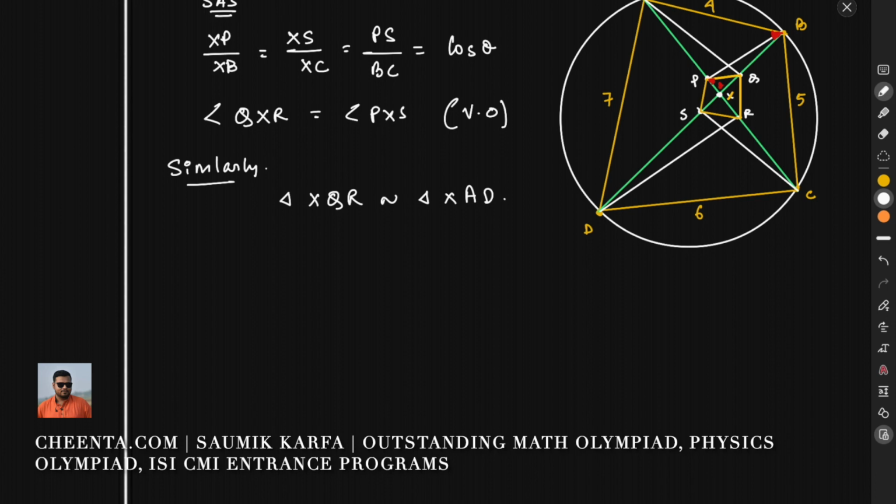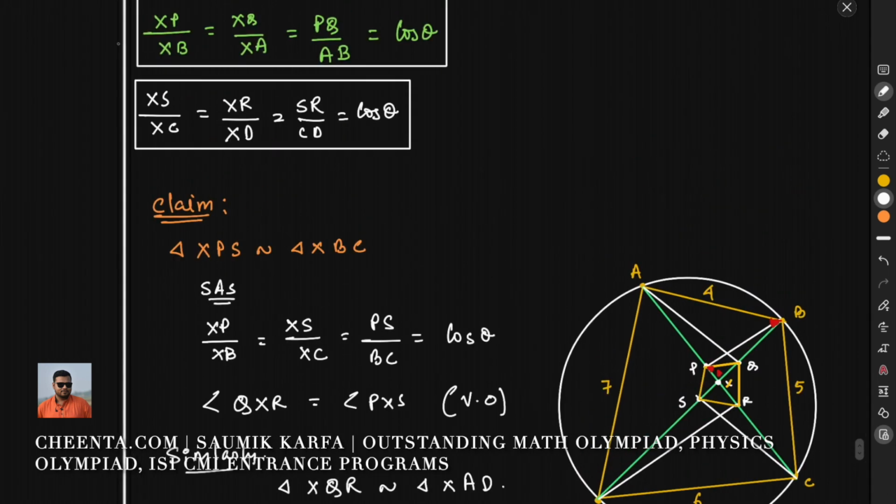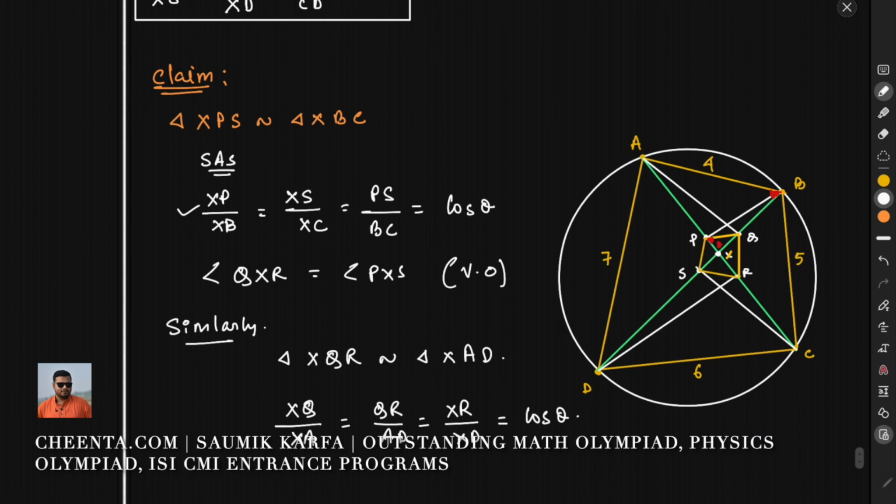Now, as they are similar, we can conclude that their sides are in the same proportion as well. XQ over XA should be equal to QR over AD, and that should be equal to XR over XD, and this ratio should be equal to cos theta. Okay, so we have four things now. These are the two relations that we have and these two relations.